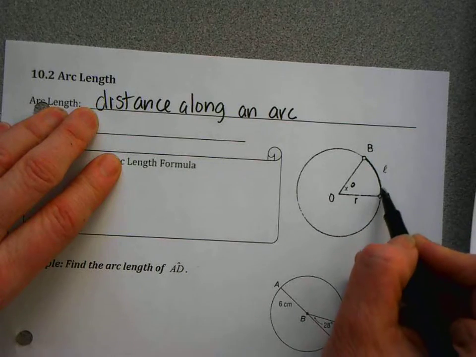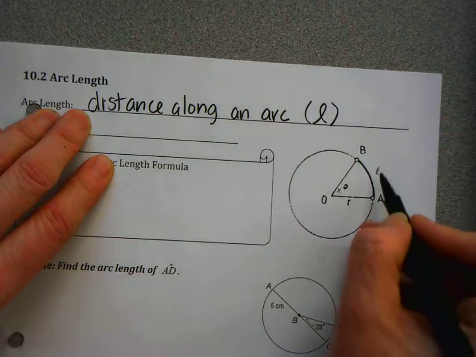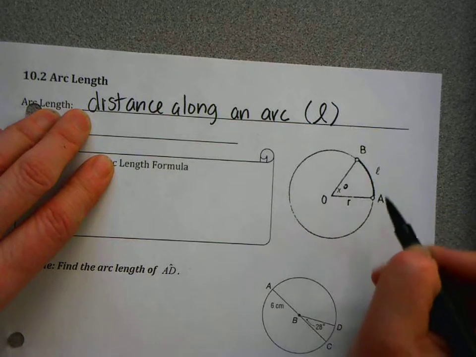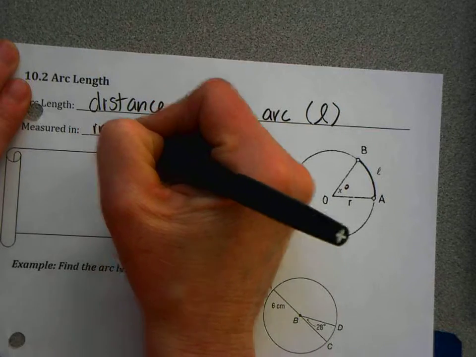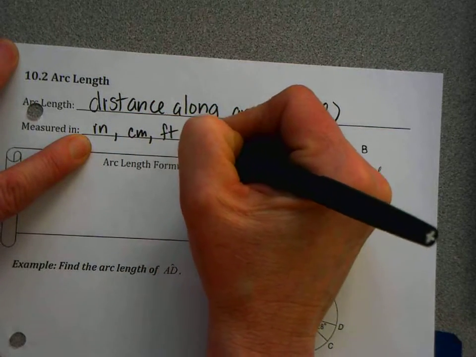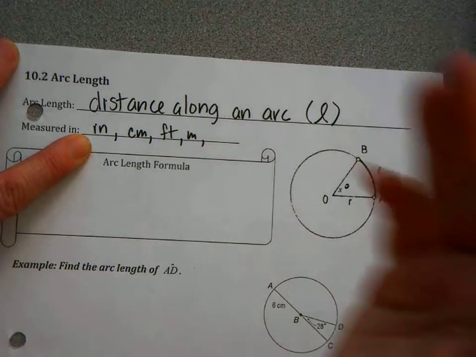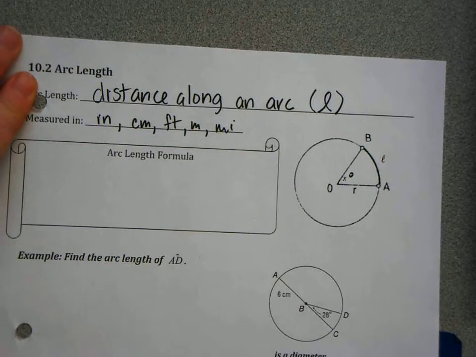What is the length? We're going to call it L. This length, what is the length of this arc in distance? We measure it in inches or centimeters or feet or meters, different miles. It could be lots of things, but it's distance. There's a formula for it. It's pretty simple.